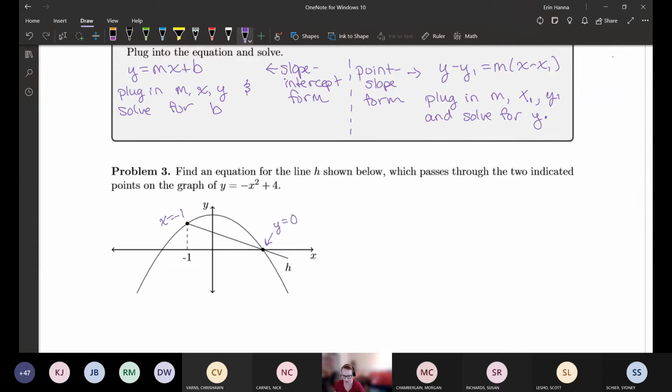So we do need to do a little bit of work here because I need to know 2 points to be able to find the slope. And I only know one variable in each one of the points. So I need to find out a little bit more information.